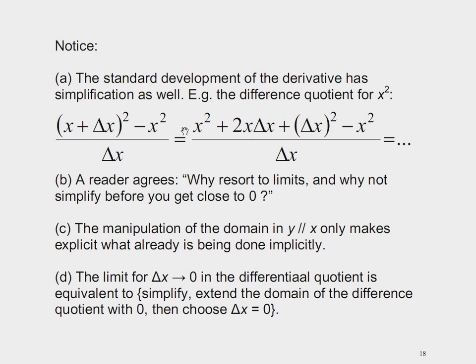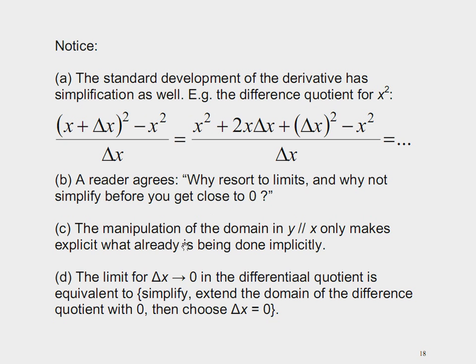There's a reader of my book who agrees, indeed: why would we resort to limits? And why don't we just simplify before we get close to 0, and then plug in, indeed, the value of delta x is 0?